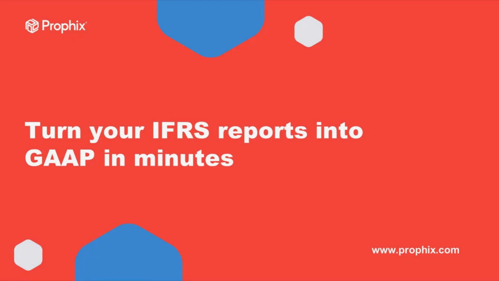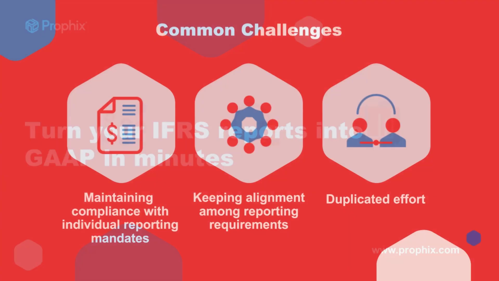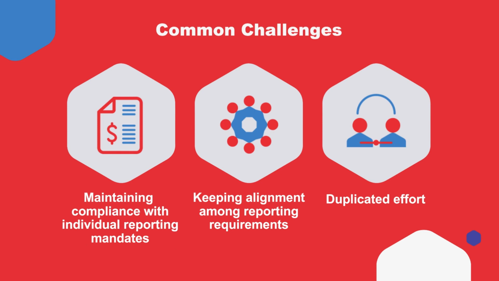The Prophix Financial Performance Platform streamlines and automates the transition between reporting standards, whether switching from IFRS to GAAP or vice versa. Common challenges relating to such a change typically include maintaining compliance with each individual reporting mandate, keeping alignment between reporting requirements, and duplicated efforts.